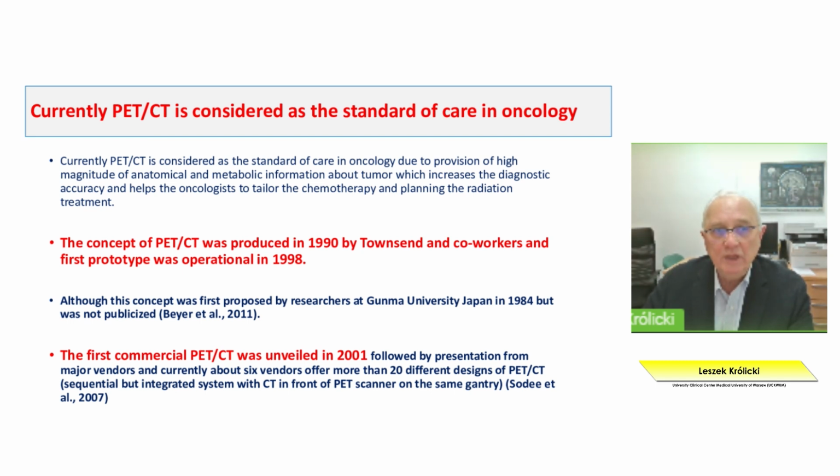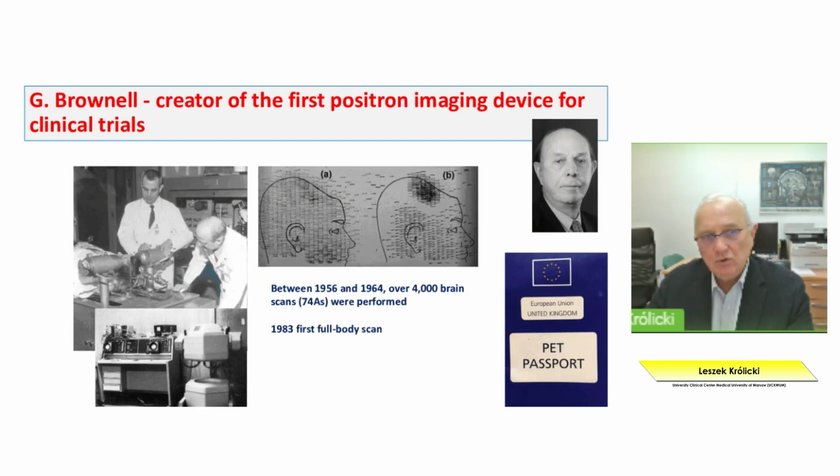Actually, this concept of combining these two methods was developed in the 90s when Townsend and his co-workers developed a first prototype that was operational in 1998. And the idea itself was developed much, much earlier, in 1984. It was not publicized, but it was developed by researchers in Japan. The first commercial PET-CT equipment was developed in 2001.